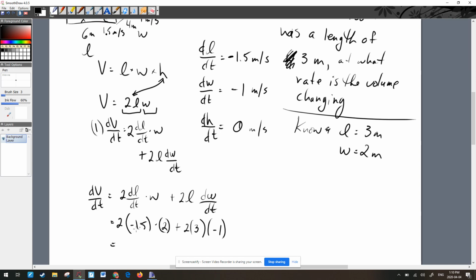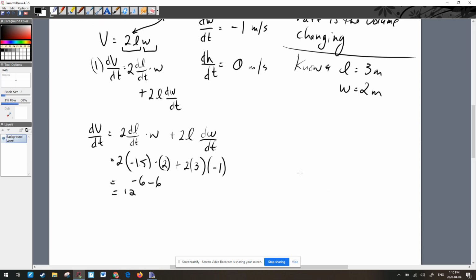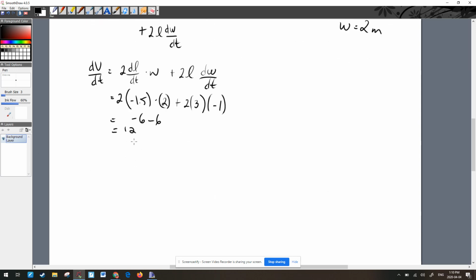2 times negative 1.5 is negative 3, times 2 is negative 6. So we're going to have negative 6. And then 2 times 3 is 6, times negative 1 is negative 6 as well. So negative 6 plus negative 6 is negative 12. We know what the units are here as well. This is volume, and we were given meters, so this is going to be negative 12 meters cubed per second. The resultant value is negative, which means the volume itself is decreasing. Unsurprisingly, we have seen that the room is contracting.